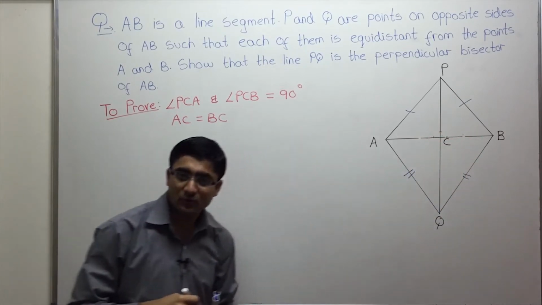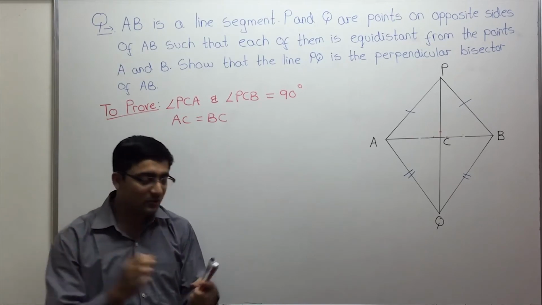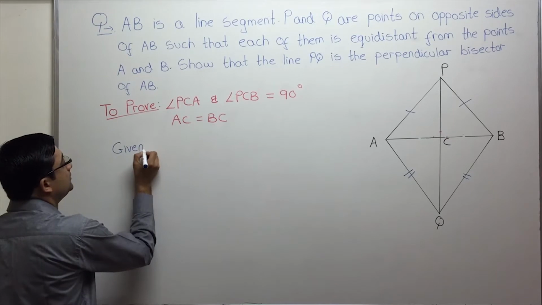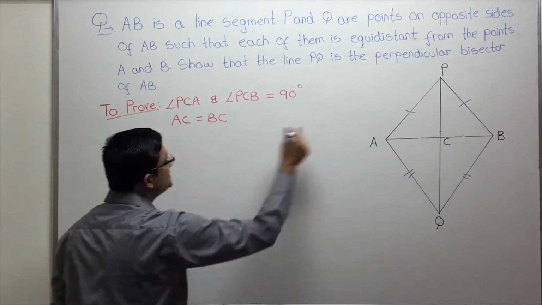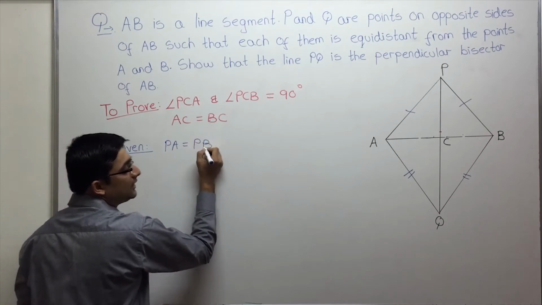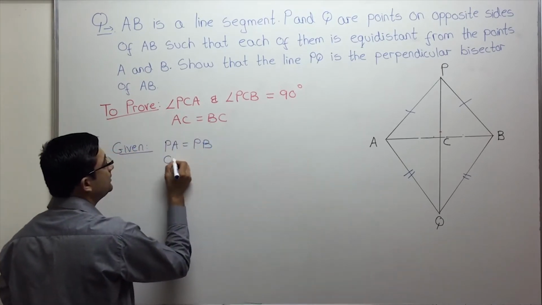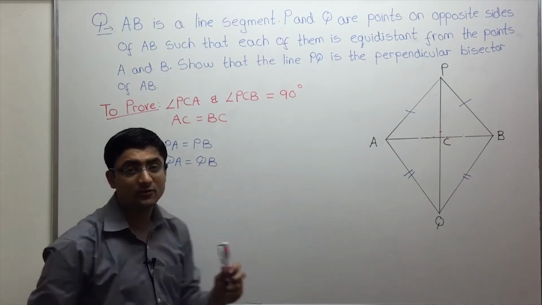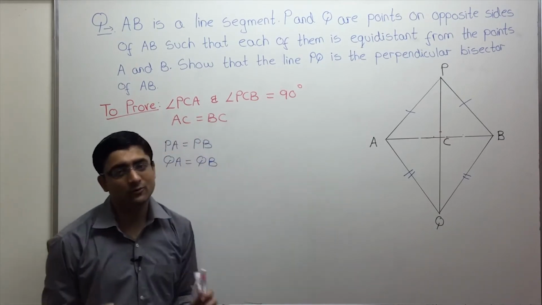So now that we've understood what we have to prove, the next step is to write down what is given to us. So we are given that PA is equal to PB and QA is equal to QB. So these are two very important things in the question. You have to understand what is given to you and what we have to prove.